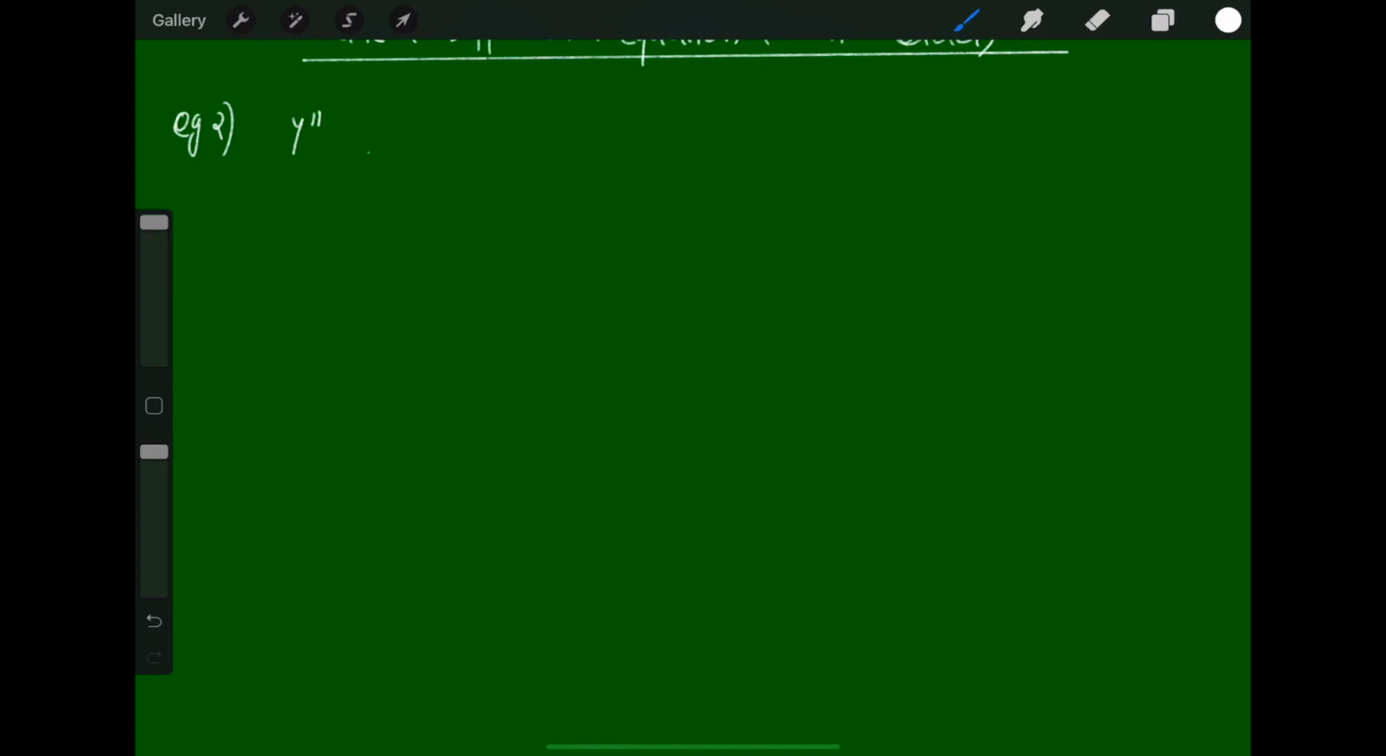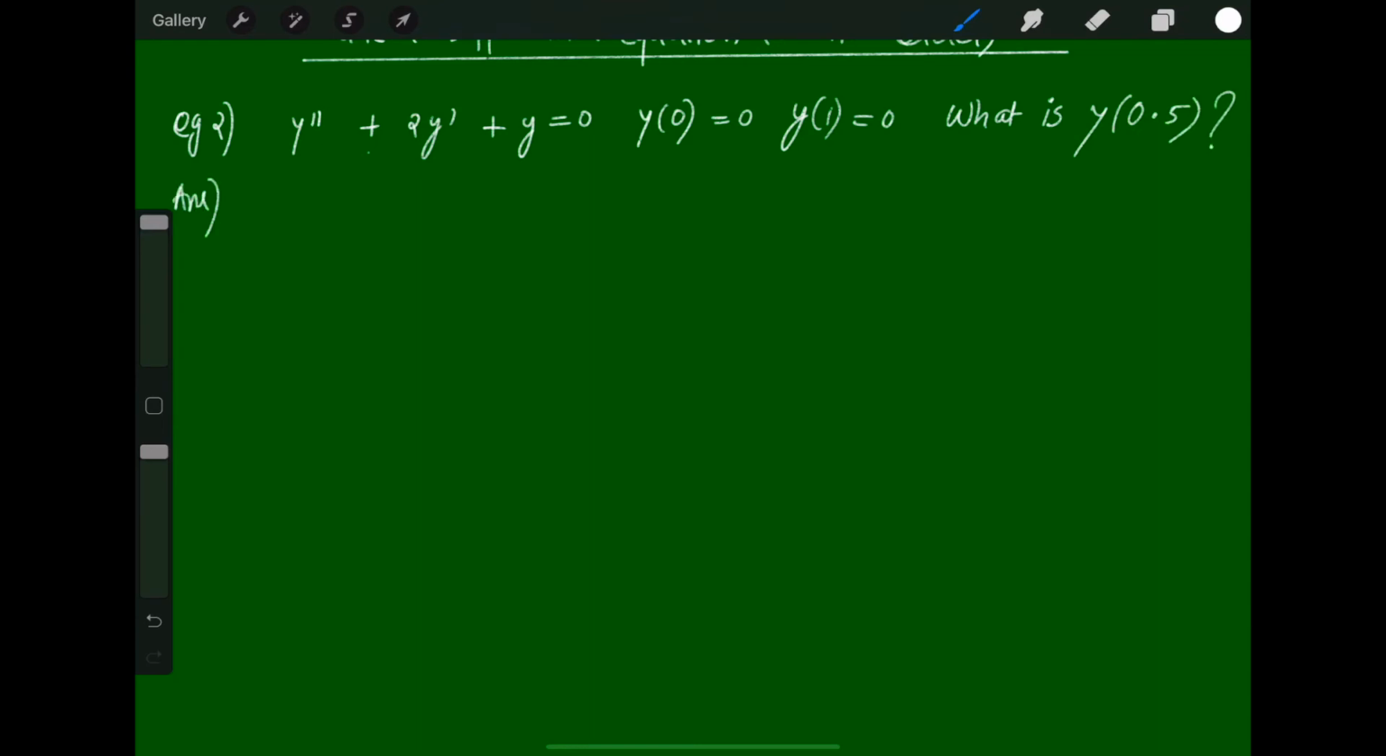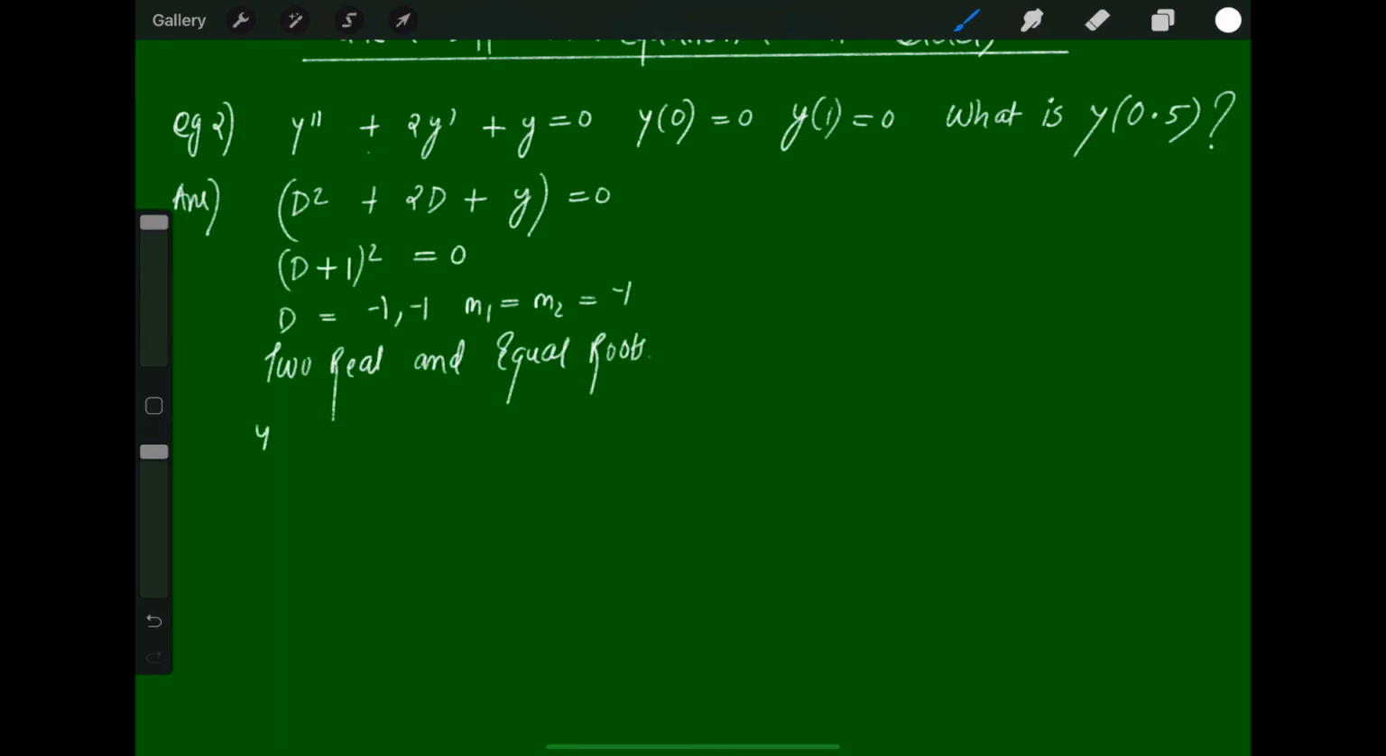Example number 2. y double dash plus 2 times y dash plus y is equal to 0. The boundary conditions given are y(0) is equal to 0, y(1) is equal to 0. Now the questioner is asking what is y(0.5). Expressing the equation in the form of D square plus 2D plus 1 is equal to 0, we can express it as (D plus 1) the whole square is equal to 0. Roots of this equation are minus 1, minus 1, which are real and equal roots.